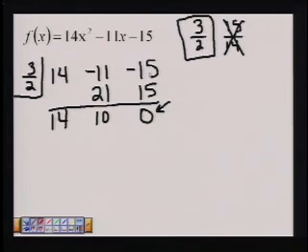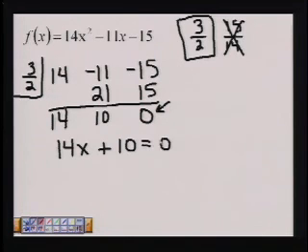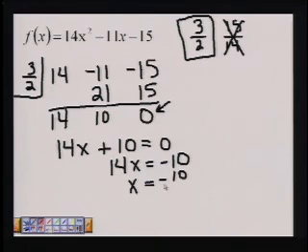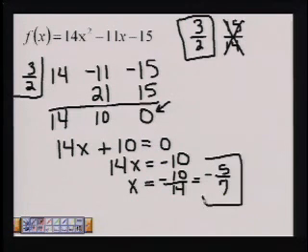Now that I started with a quadratic, when I divide out one binomial, that leaves me with a linear. So now I have 14x plus 10. And all I have to do to find the other root is set this equal to 0 and solve. So I subtract 10 from both sides, and I get 14x equals negative 10. And I divide both sides by 14. So I get x equals negative 10 over 14. And I can just simplify that fraction, dividing top and bottom by 2. And I get negative 5 over 7. And this is the other root for the polynomial. So now I have exact values.